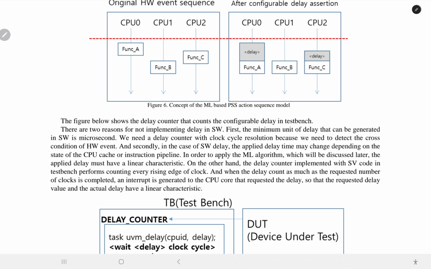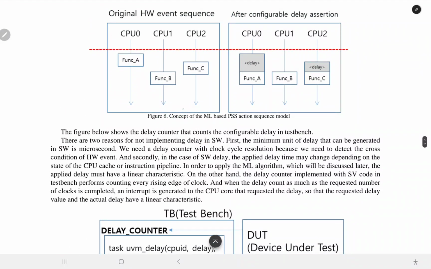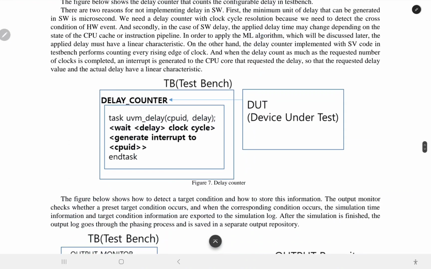On the other hand, the delay counter implemented in the test bench performs counting at every rising edge of the clock. And when a delay count of the requested number of clocks is completed, an interrupt is generated to the CPU core that requested the delay. So the requested delay value and the actual delay have a linear characteristic. Figure 6 is a concept of the ML-based PSS action sequencer model, and Figure 7 is a delay counter.